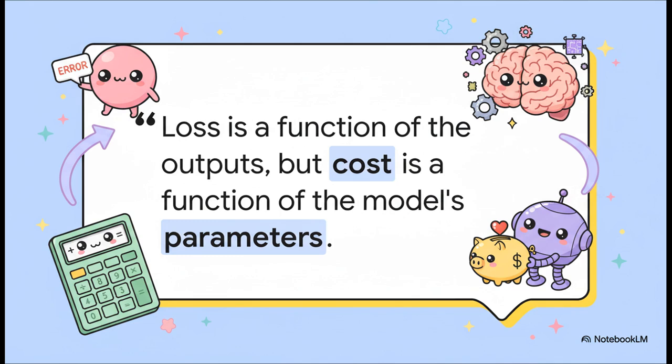So this is the big mental shift we have to make. We start by calculating error based on the data. That's the loss. But then we reframe the total error, the cost, as a problem related to the model's internal settings, its weights and biases. And why do we do that? Because we can't change the data, but we can change the parameters. That's the whole point of training.